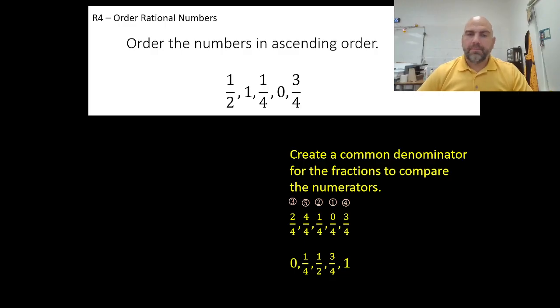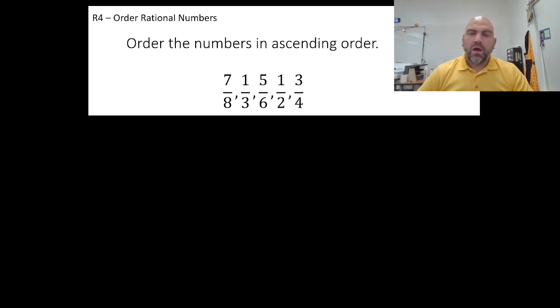Okay, so the numbers that you're given originally, write those out as your final answer, but show your work with the common denominator on either the same line or a different line, depending on how you are putting your work in. All right, here's the next one. We have a bunch of different denominators. Find a common denominator, and then order these out.